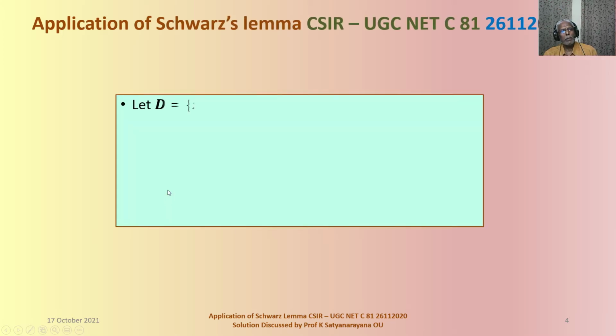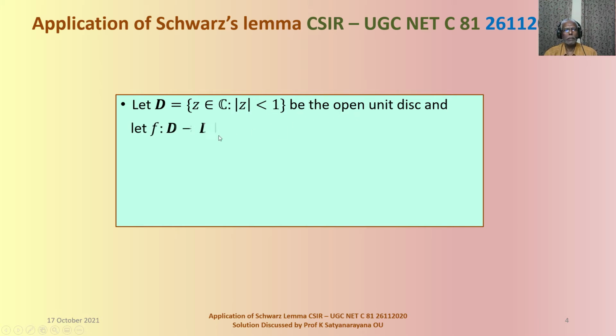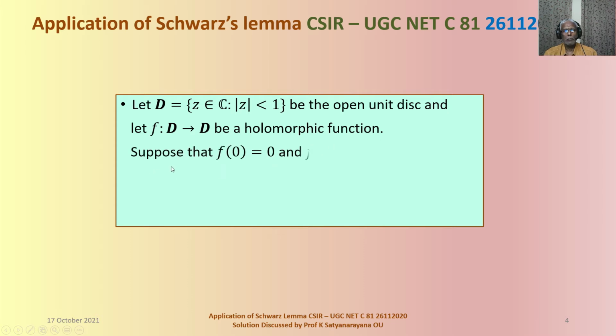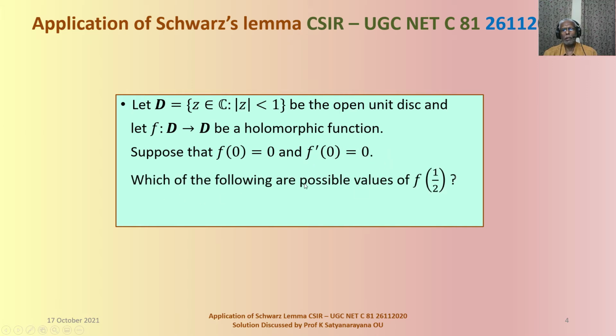The problem is: let D be the set of all those z belonging to C, the set of complex numbers, such that mod z less than 1, the open unit disk, and let f be a mapping from D to D, a holomorphic function. Suppose that f(0) is equal to 0 and f'(0) is equal to 0. Which of the following are possible values of f at 1/2? The four options are given to us.